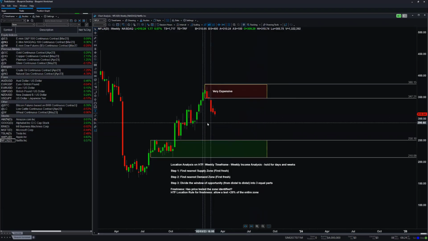And now I want to find demand. So I look below price until I find a decisive candle. Now I may have found a decisive candle here. And what I can see is overall there's a large move. So there's not just one decisive candle, there's a large move to the upside.